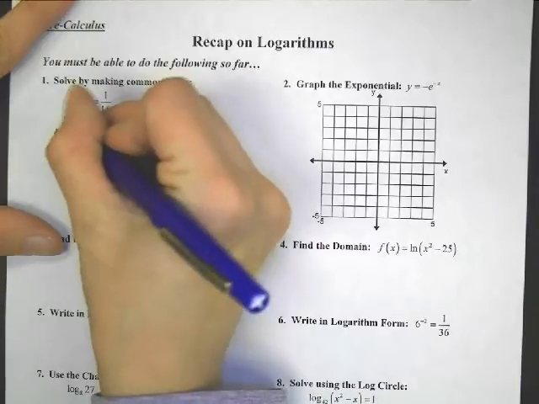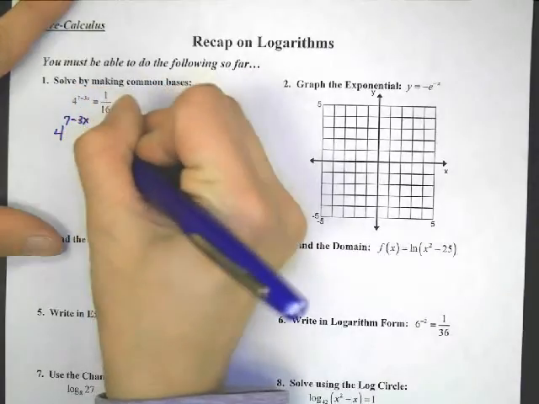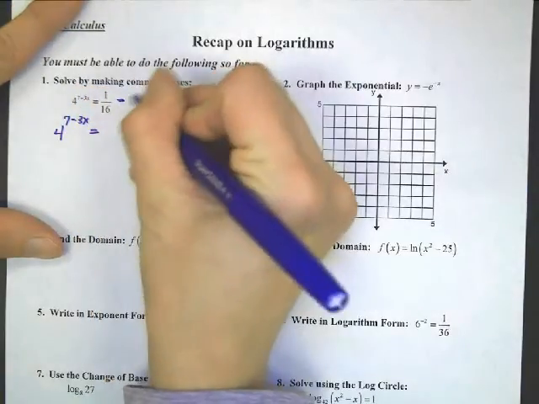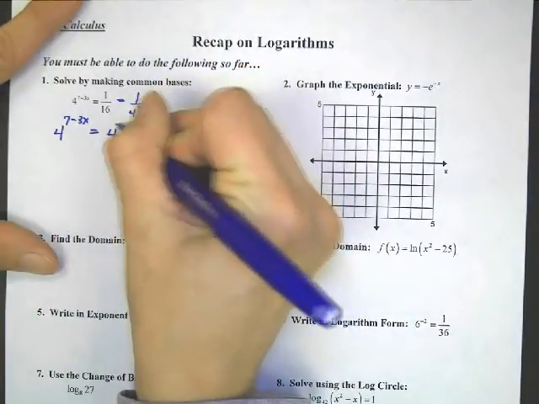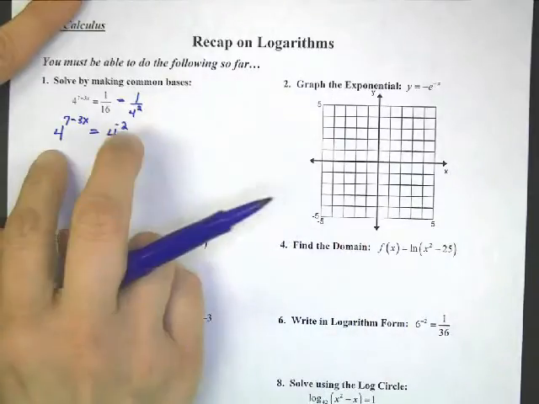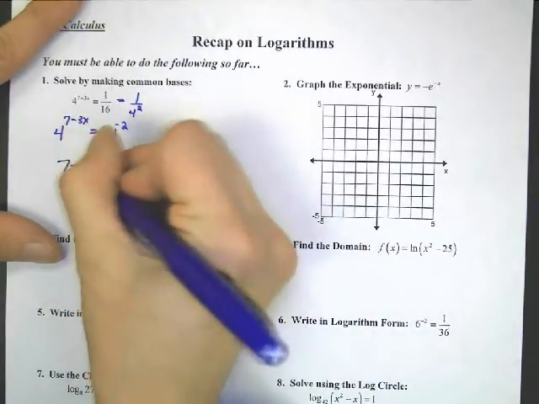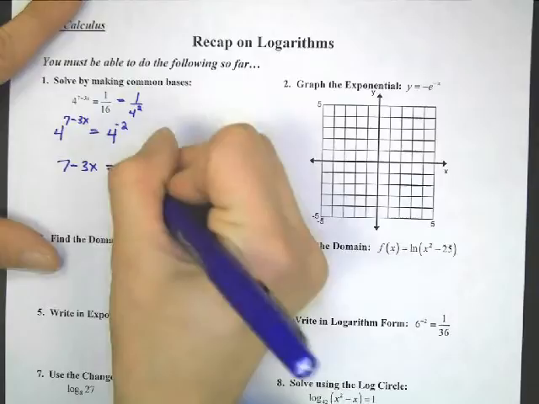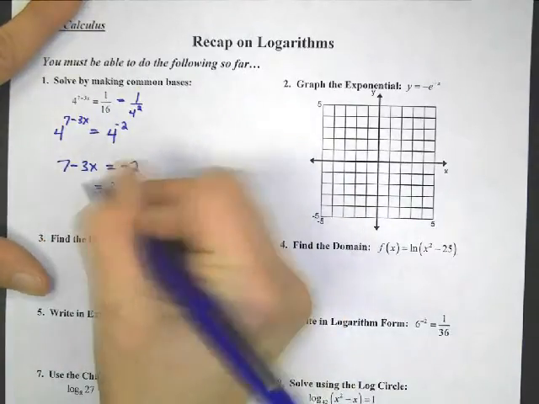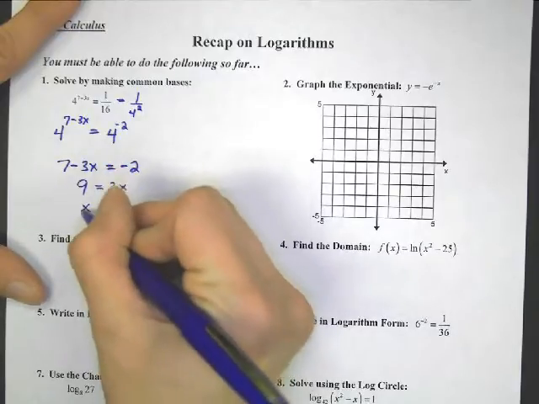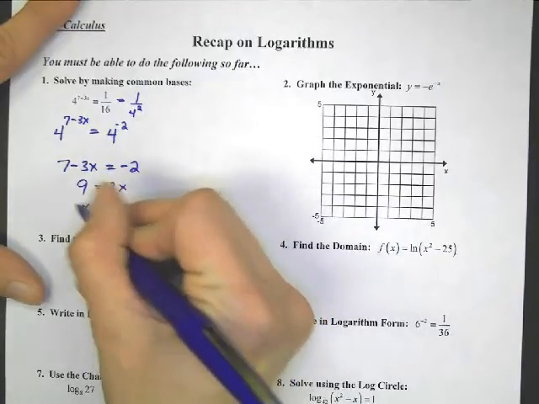The left-hand side already has a 4. And the right-hand side, I know that this is 1 over 4 squared, but if I bring 4 upstairs, that would be a negative 2. If the bases are the same, then the exponents are the same. I'm going to move the 3x's to the right, add 2, make a 9, x equals 3.